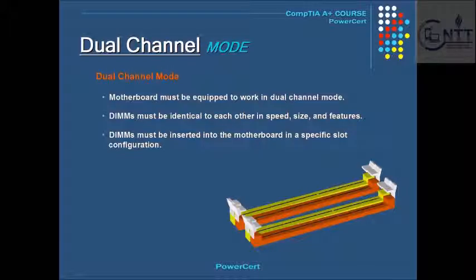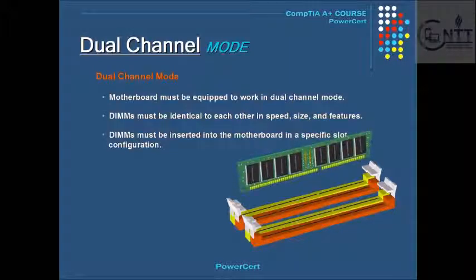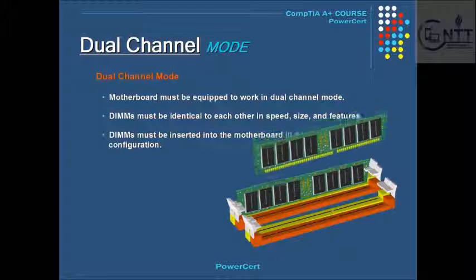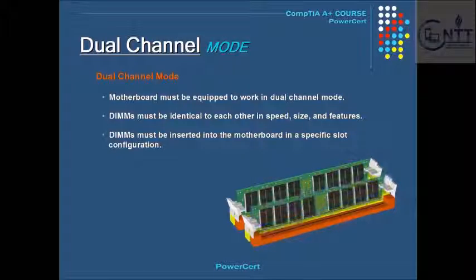Typically, the memory slots will be color-coded to help assist in identifying where the DIMMs should be inserted. For example, here we have some dual-channel memory slots. So in order for dual channel to work, you need to install a pair of identical DIMMs in the slots of the same color. In this case, we put a pair of DIMMs in the yellow slots.